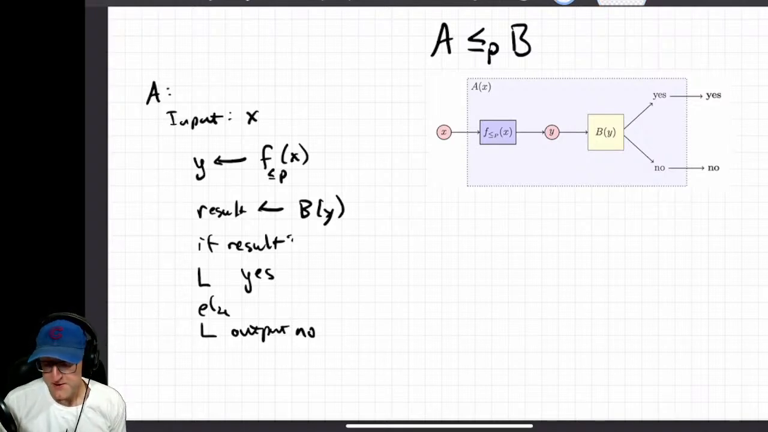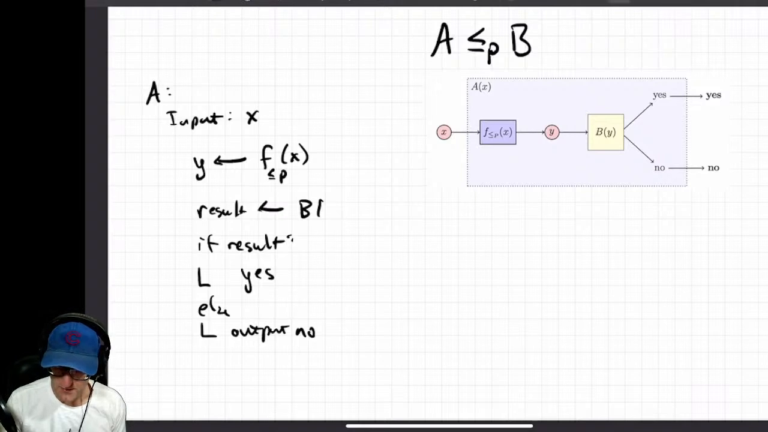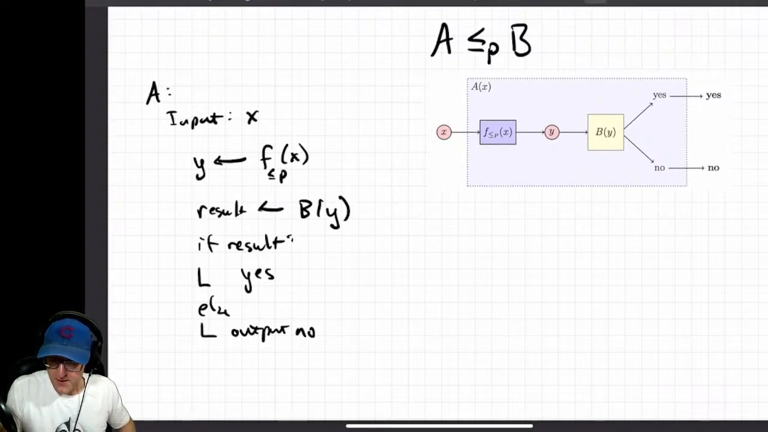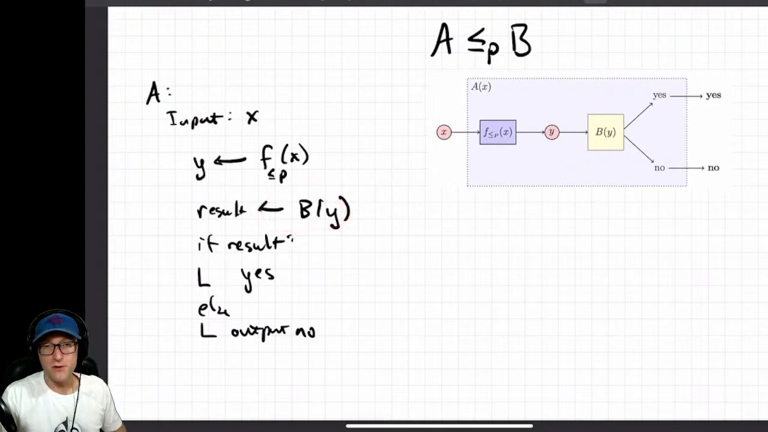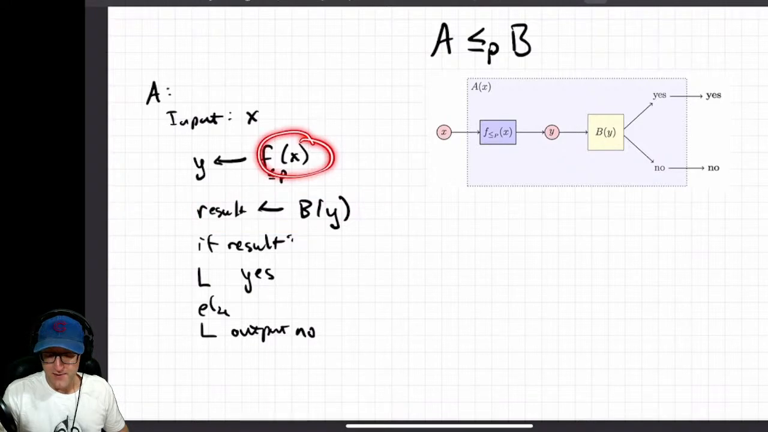By just simply returning b sub x, b sub y, excuse me. All right. Let me make that absolutely clear that we're running b on y. All right. So again, if I have a library function for one problem, I can use that and adapt it by putting it through this mapping function here.